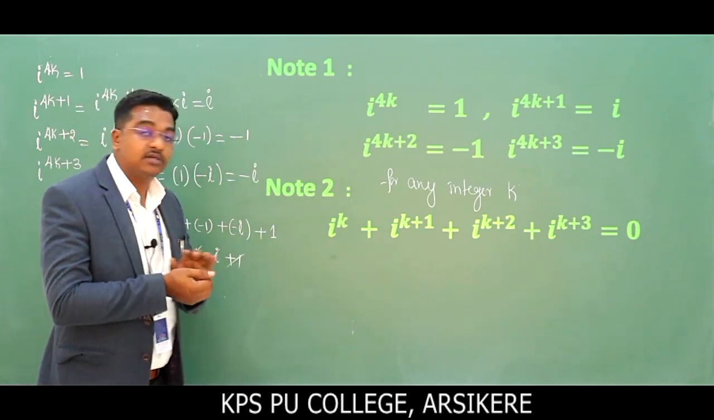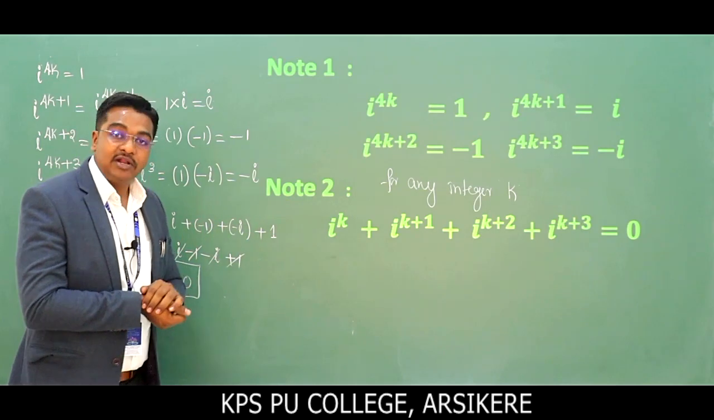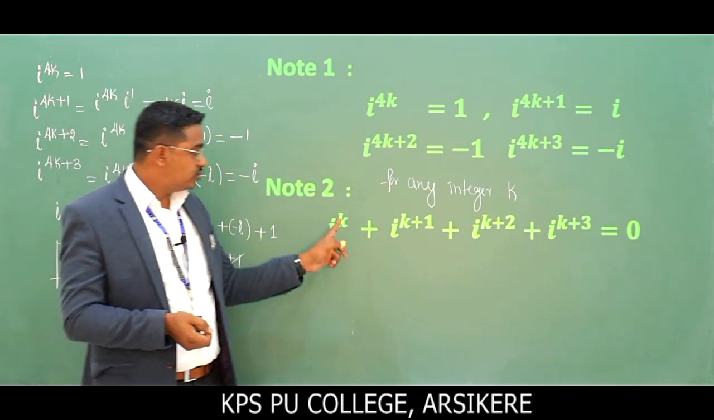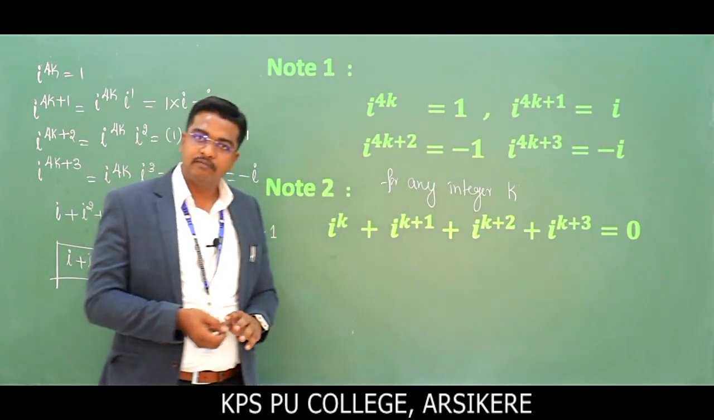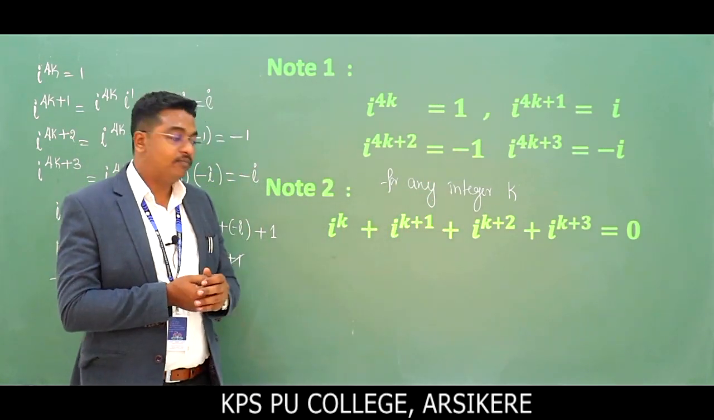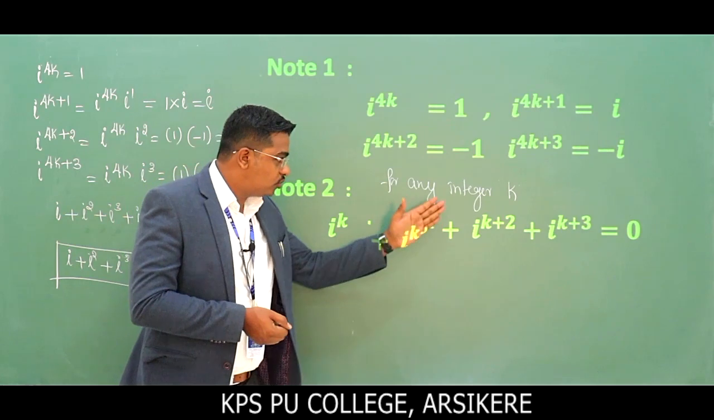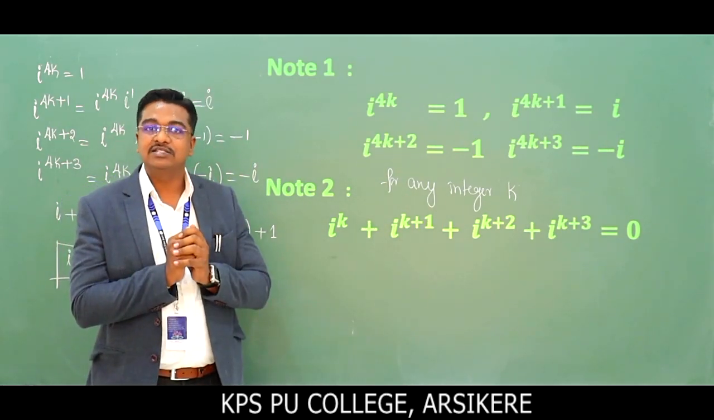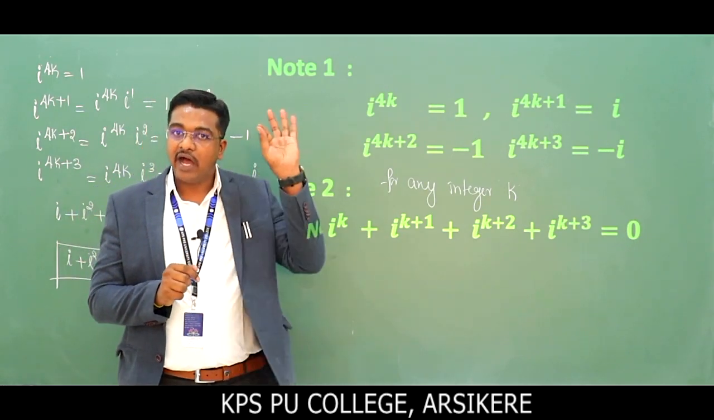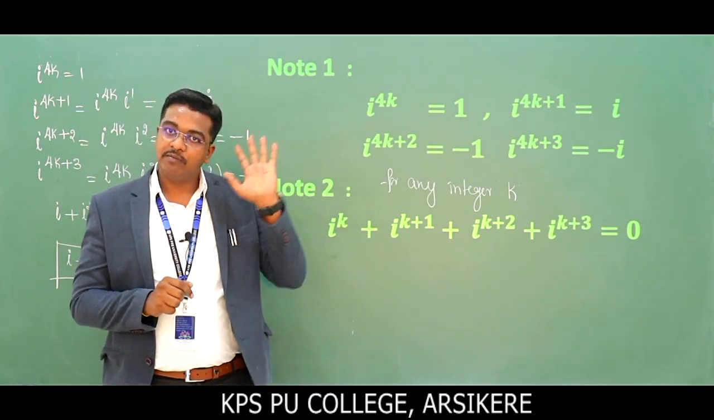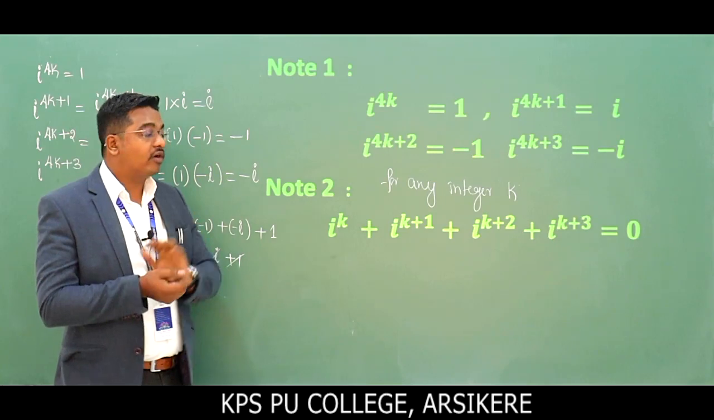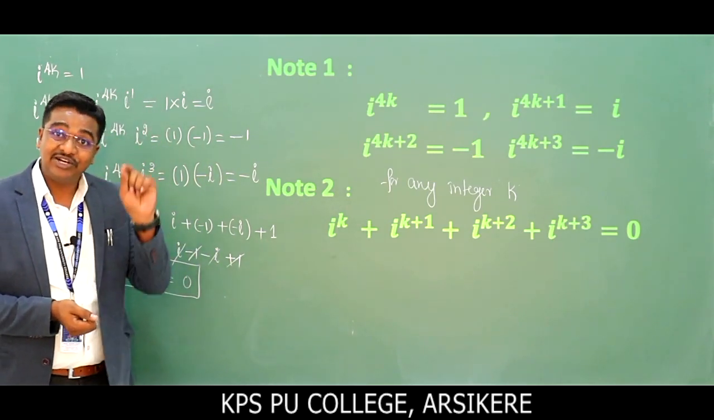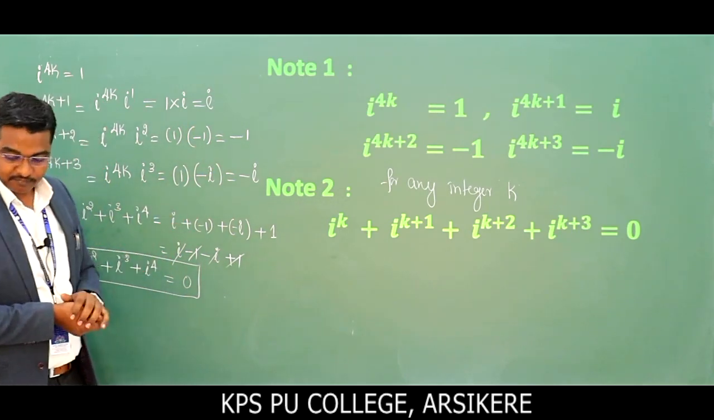Here what happens? i power k plus i power k plus 1 plus i power k plus 2 plus i power k plus 3. If I substitute 10, 11, 12, 13, that is also 0. Again 20, 21, 22, 23, again 0. Understood, children? This is the case. These are the powers of i. Here the important ones are i square, i cube and i power 4. When it is a multiple of 4, the value becomes 1. So take a pause and note down all the things that I have written here.